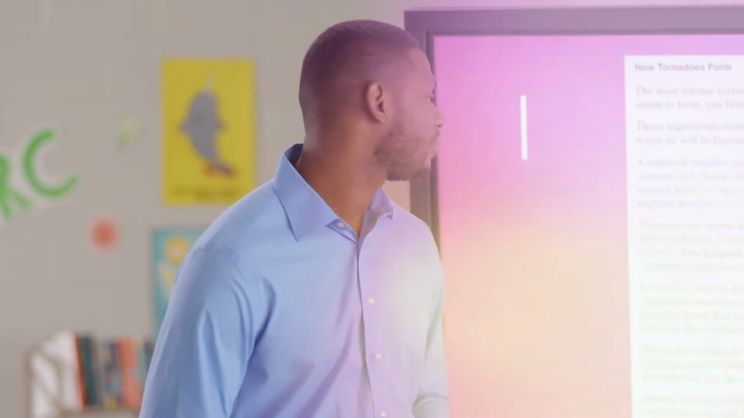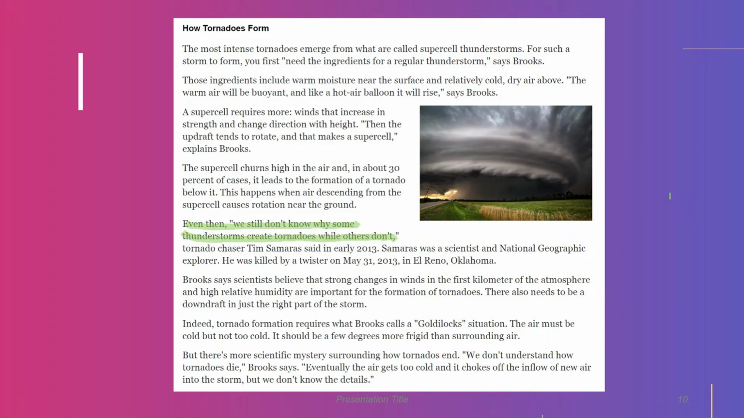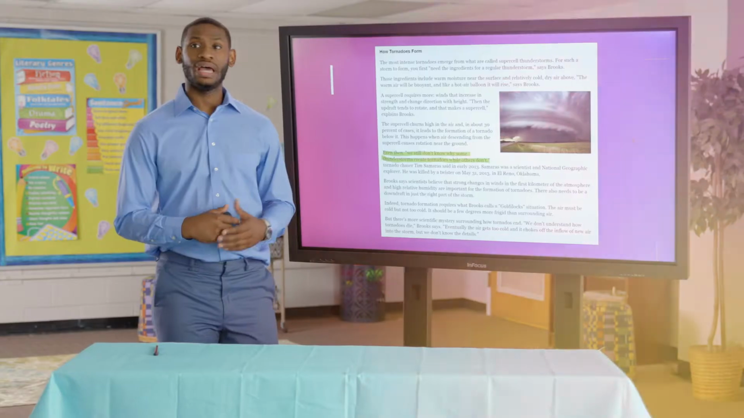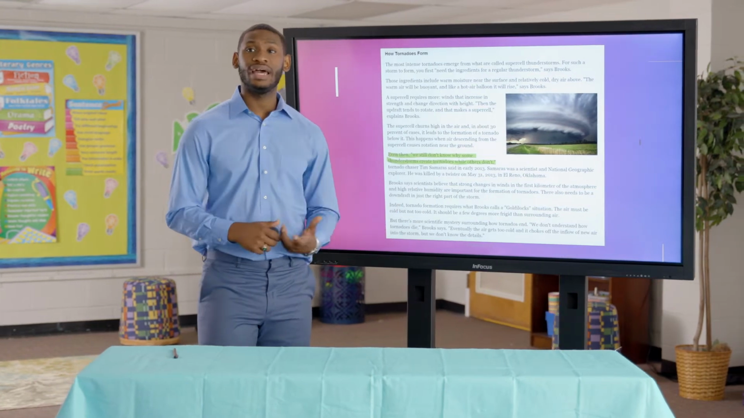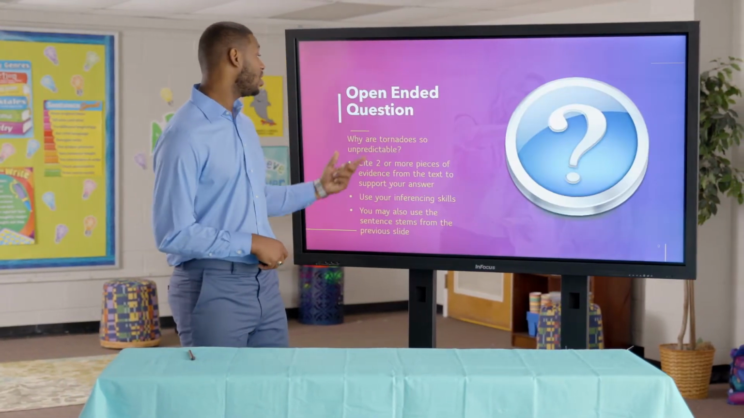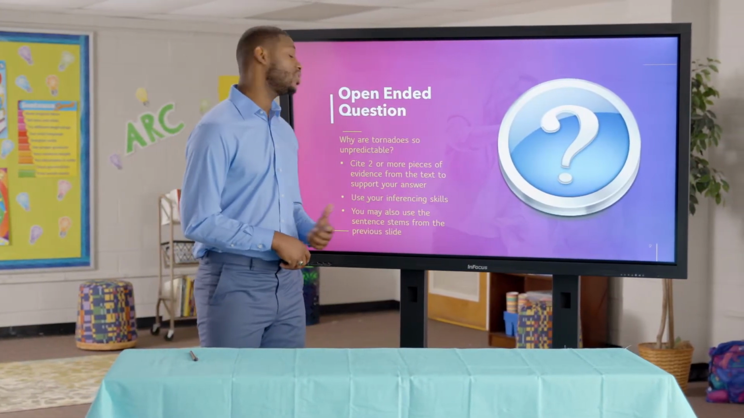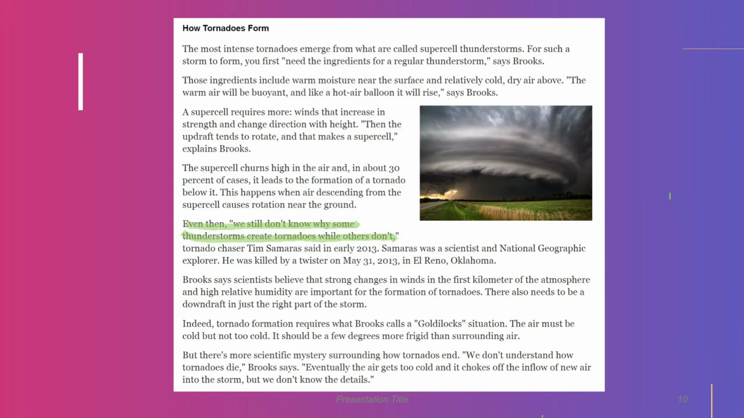So I know you guys found some wonderful things throughout the text. Let's take a look at some things that I found. Even then, we still don't know why some thunderstorms create tornadoes while others don't. Now notice, I'm finding pieces of evidence that fit this question right here. Why are tornadoes so unpredictable? Okay? Here's something else that I found.